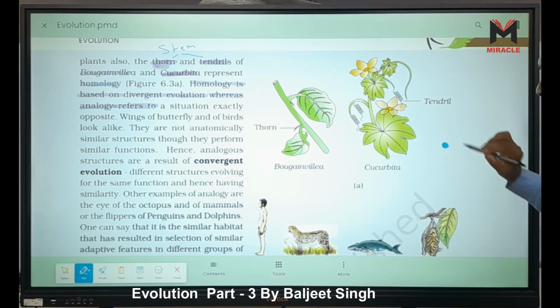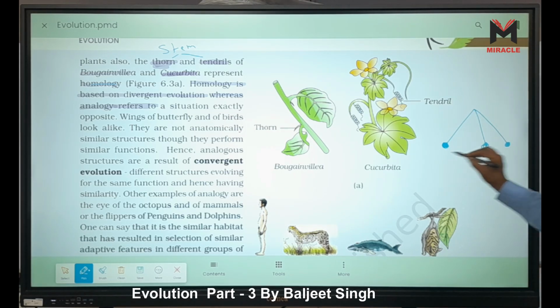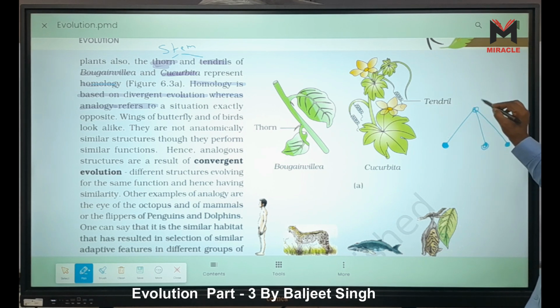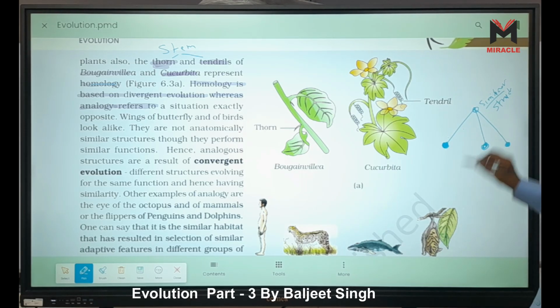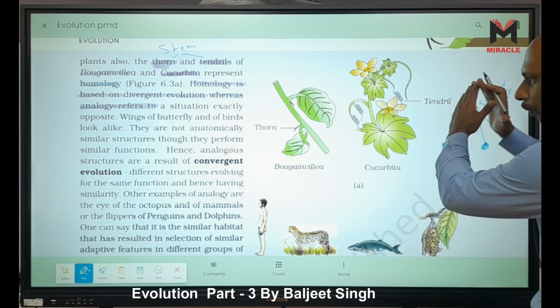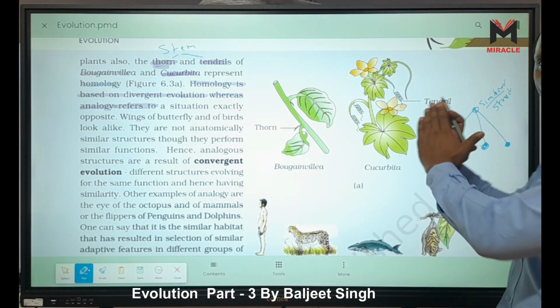Suppose this one is a housefly, and this one is a bird. So bird, housefly, bat: they have different ancestors, but similar structure. That means they have a similar habitat. All these have aerial habitats. So this one is called, look here, convergent evolution.